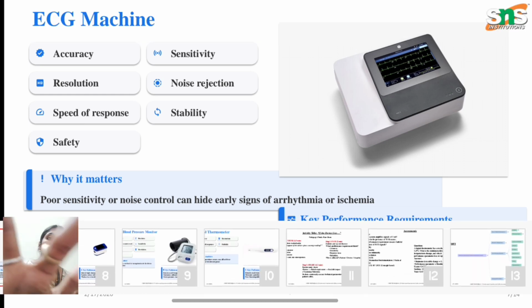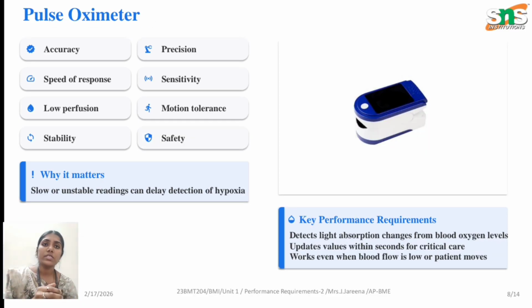So the next one is pulse oximetry. If you see the performance requirements of pulse oximetry, again you have to consider accuracy, precision, speed of response, sensitivity, low coefficient, motion tolerance, stability, and safety. So in the previous case we discussed the same things. Obviously pulse oximetry has the same set of performance requirements, with one or two variants. The performance requirements are mostly the same for all medical devices, with maybe one or two unique performance characteristics based on the type of medical device we are using.